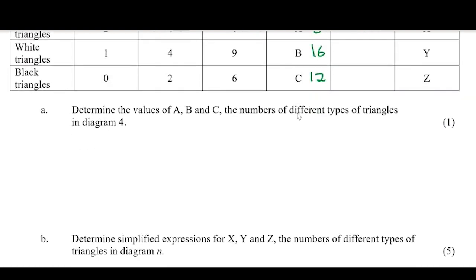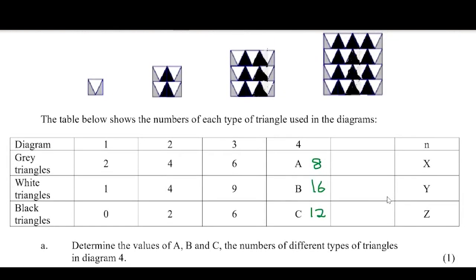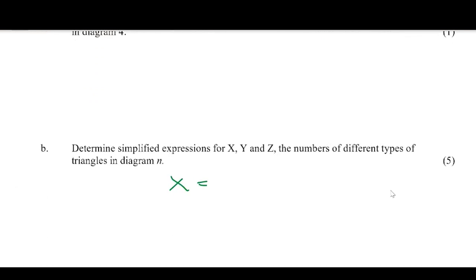Now it asks us for simplified expressions for all of these. X is actually going to be quite easy. If we have a look, it's just twice as big as the diagram number. The white triangles are, in fact, the diagram number squared. So X is just 2n, whereas Y is n squared.